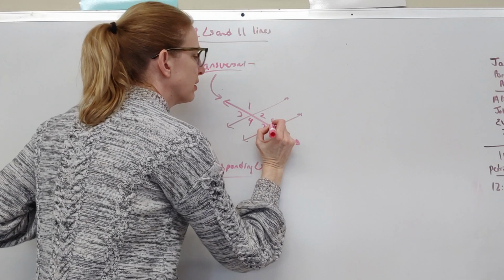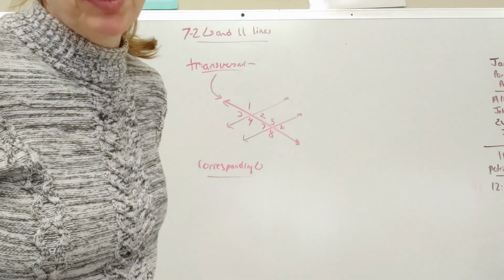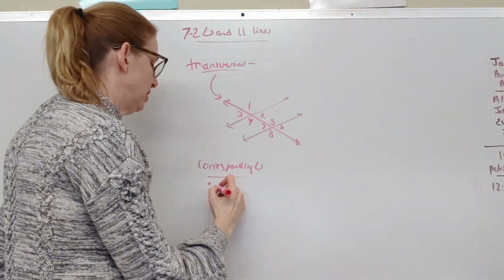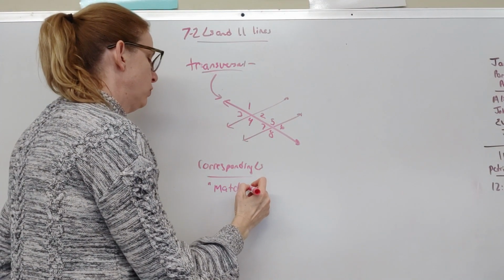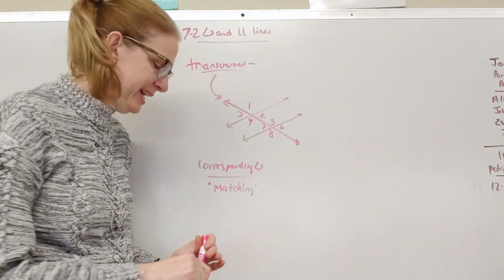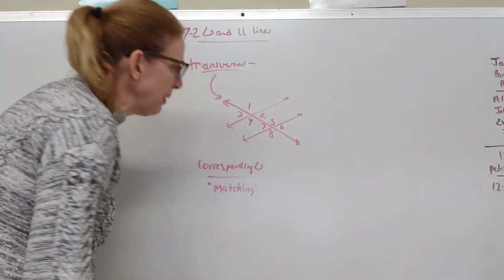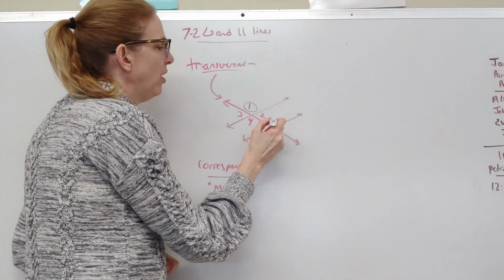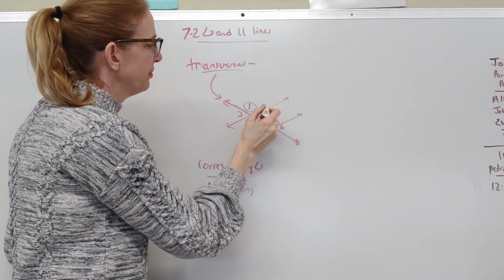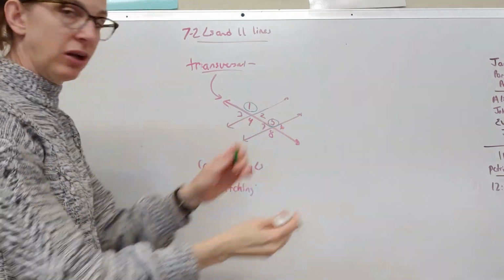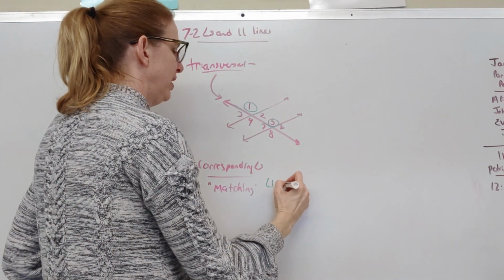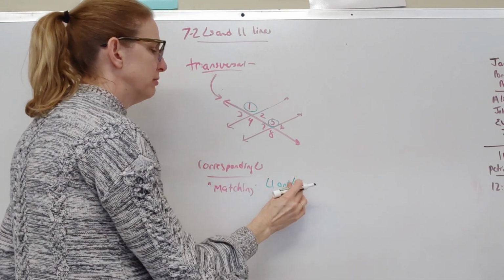So in this picture, okay, which are corresponding? The keyword, like when we did adjacent angles, we said the keyword was neighbor. The keyword for corresponding angles is matching. Okay, they're in a matching spot. So if I look at my picture here, okay, 1 and 5 are in a matching spot. They're kind of where these angles go real wide. So corresponding angles would be angle 1 and angle 5.